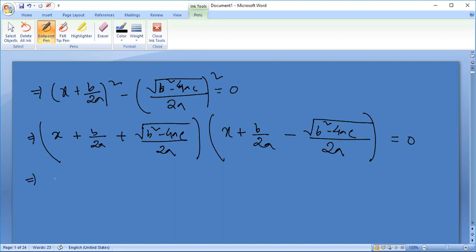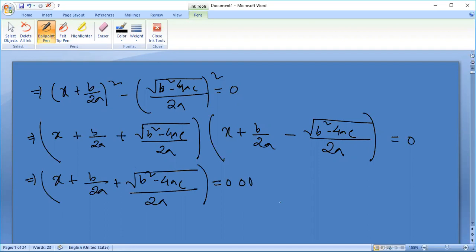Now see, this term we can write x plus b by 2a plus root of b squared minus 4ac by 2a. This will be 0, or x plus b by twice a minus root of b squared minus 4ac by twice a equal to 0. After this, clear all of you?